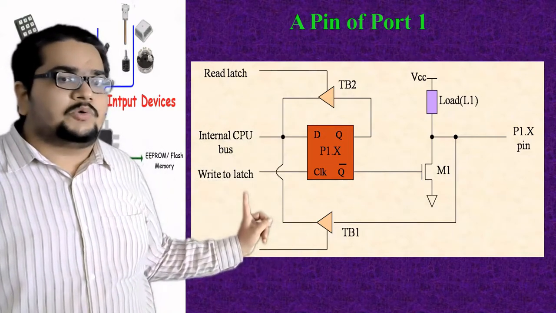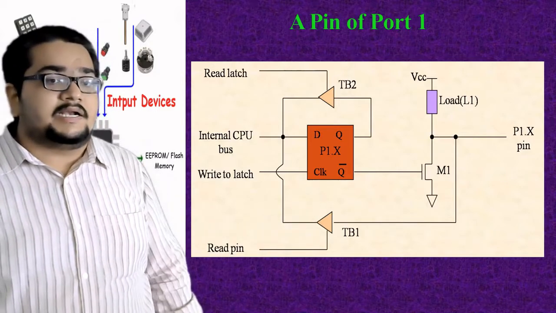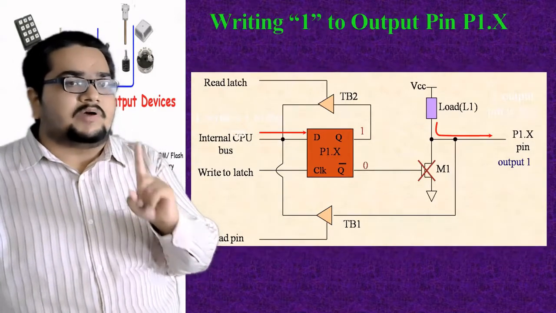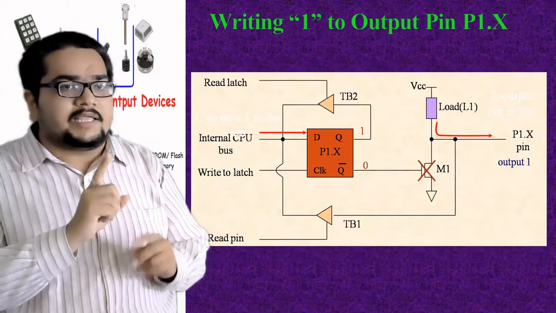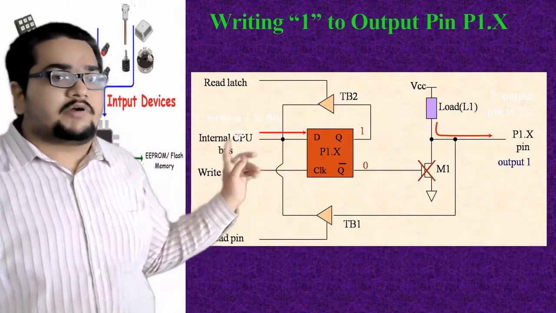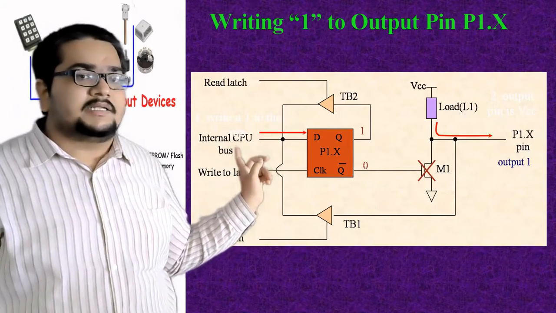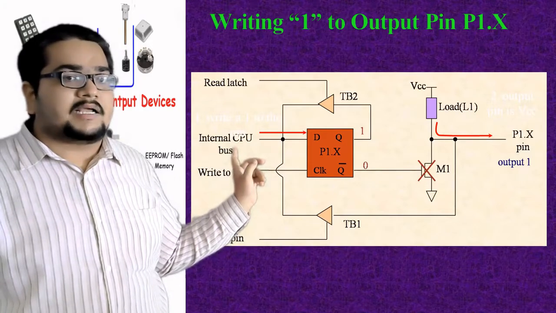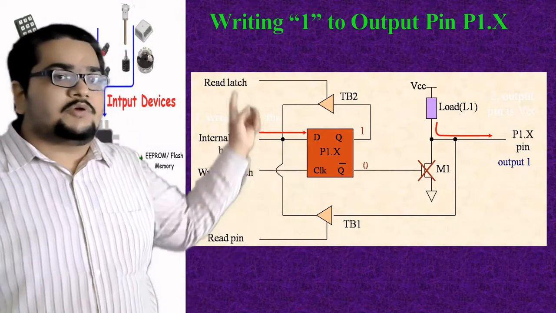Write to latch is the clocking signal for this particular latch. Now we will see the read and write operations. We'll start with writing 1. Writing 1 means sending the data as logic high onto that particular pin from the microcontroller. Here the internal CPU bus is taking that 1, because the job of the internal CPU bus is to handle data communication with the CPU. So that brings the 1, D is 1, and obviously we are doing the write operation.